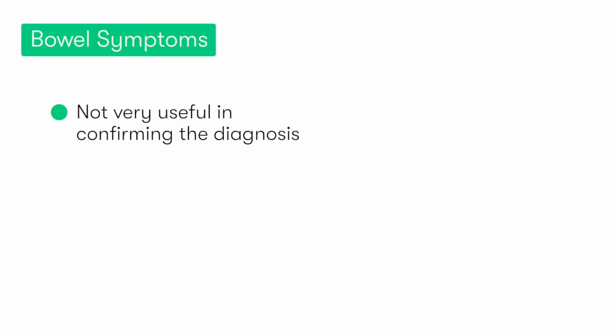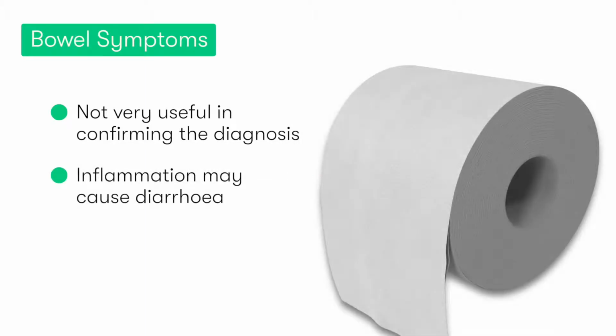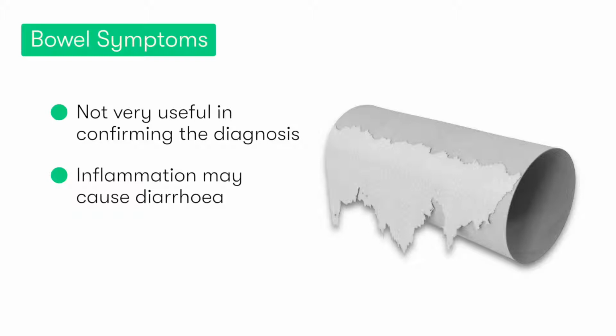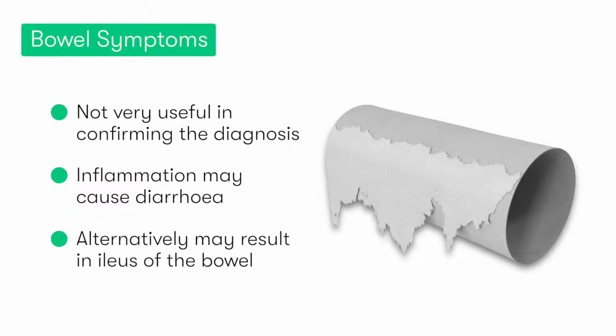Regarding the patient's bowels, this doesn't really help us too much, as the inflammation of the appendix can cause irritation of the adjacent colon, leading to diarrhea. But at the other end of the spectrum, it may actually result in the bowels developing an ileus. So the patient may describe having not passed any flatus or feces at all.